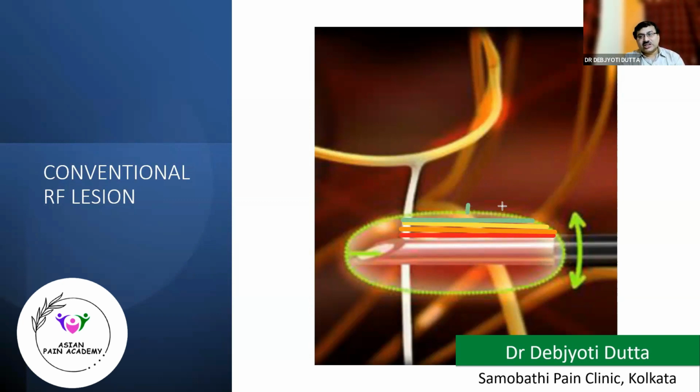So there is no lesioning there. Usually, above 42 the lesioning starts. Below 42, there is no lesioning. In that area, there will be no lesioning of the tissues.